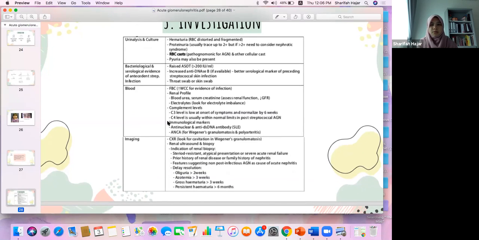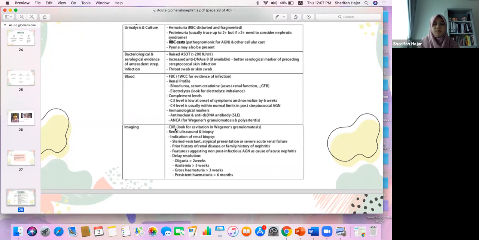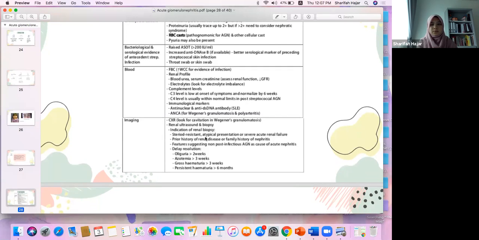Okay, and also immunological markers for SLE, and also ANCA for vasculitis and polyarteritis. For imaging, you can also do chest X-ray for granulomatosis. But for biopsy, it is only indicated if there are some features like steroid resistance or atypical presentation, but it is not commonly done because it is an invasive procedure.